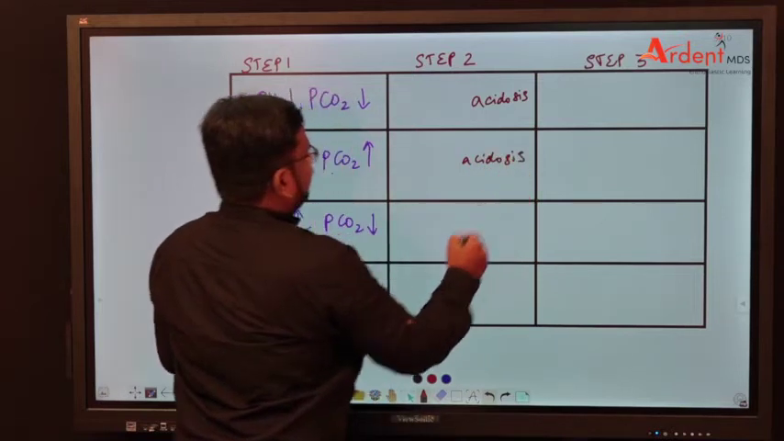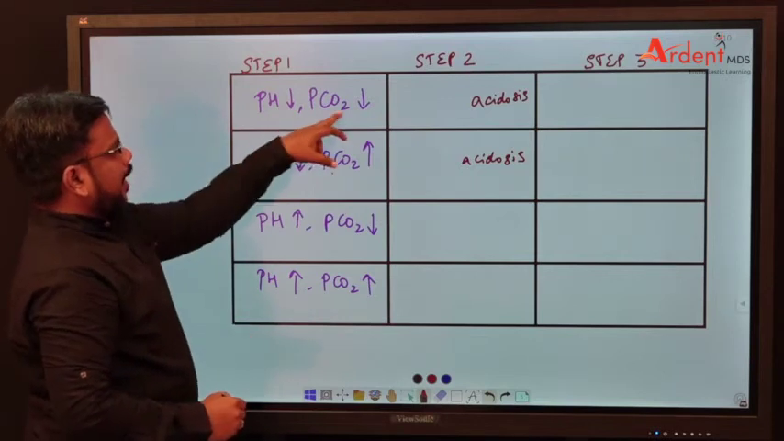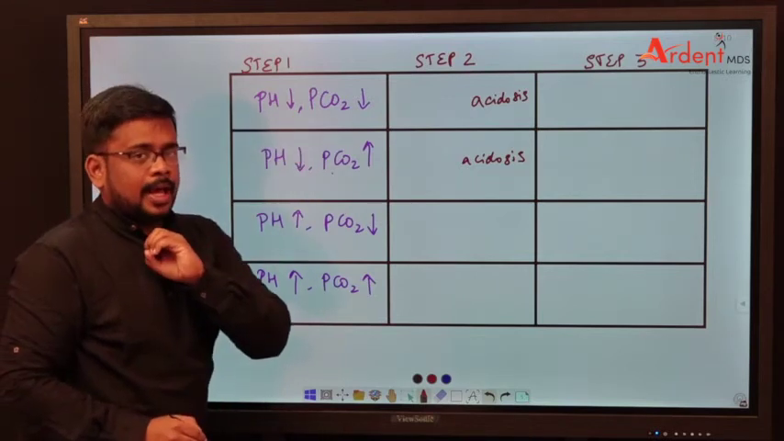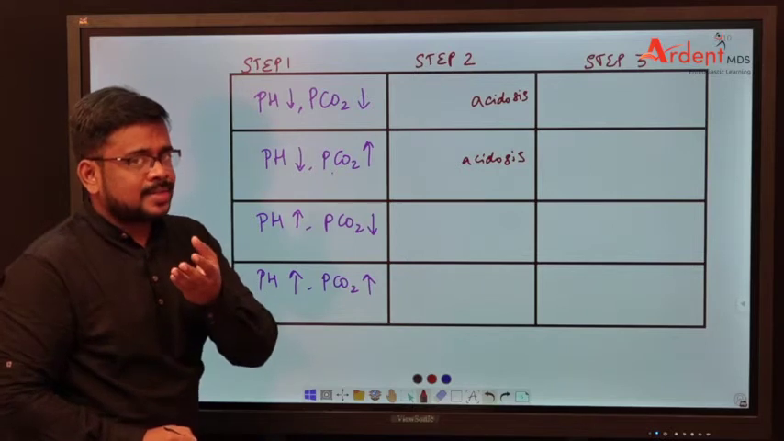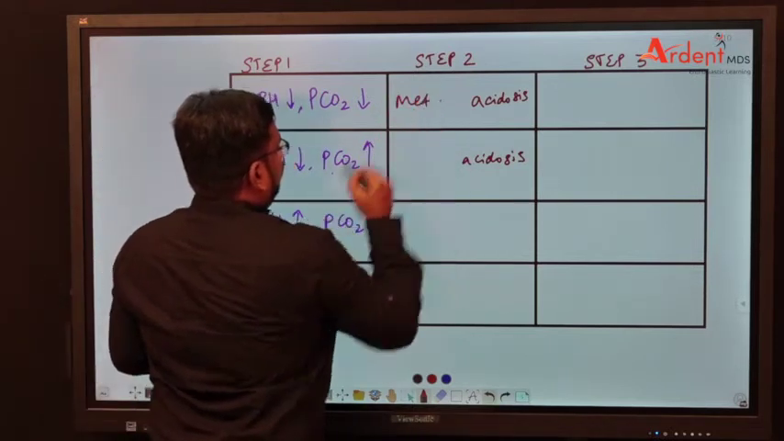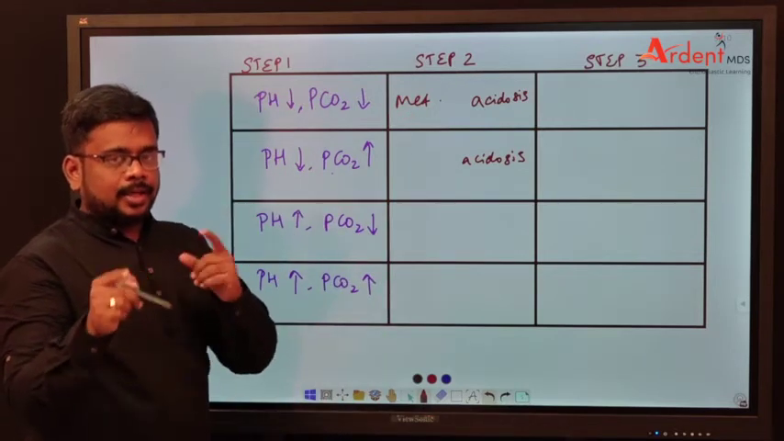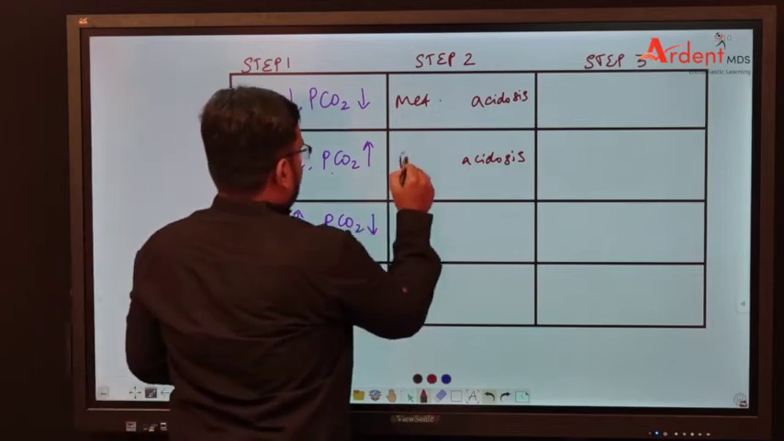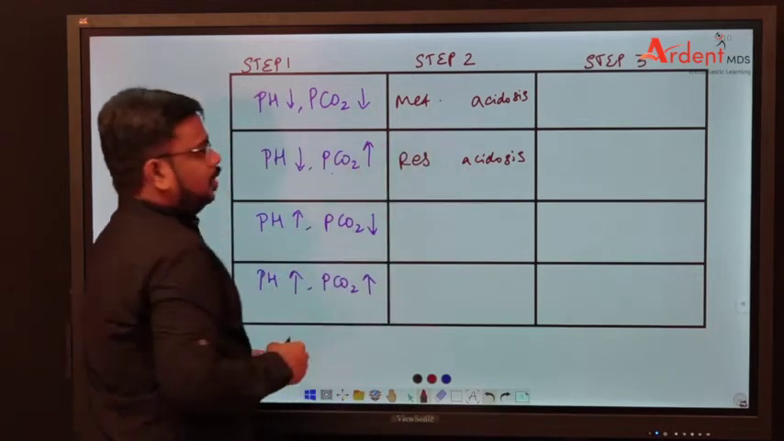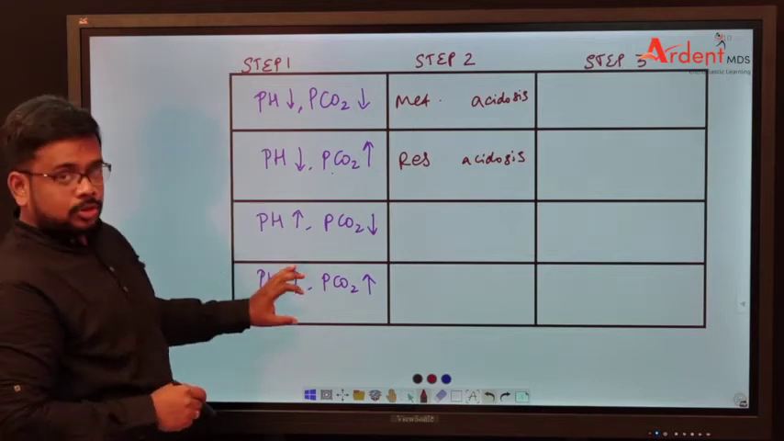Now tell me whether it is a metabolic acidosis or respiratory acidosis. Both arrows are in the same direction. If the arrow is in the same direction, it's metabolic. If the arrow is in the reverse direction, reverse, RE, respiratory acidosis. Good.